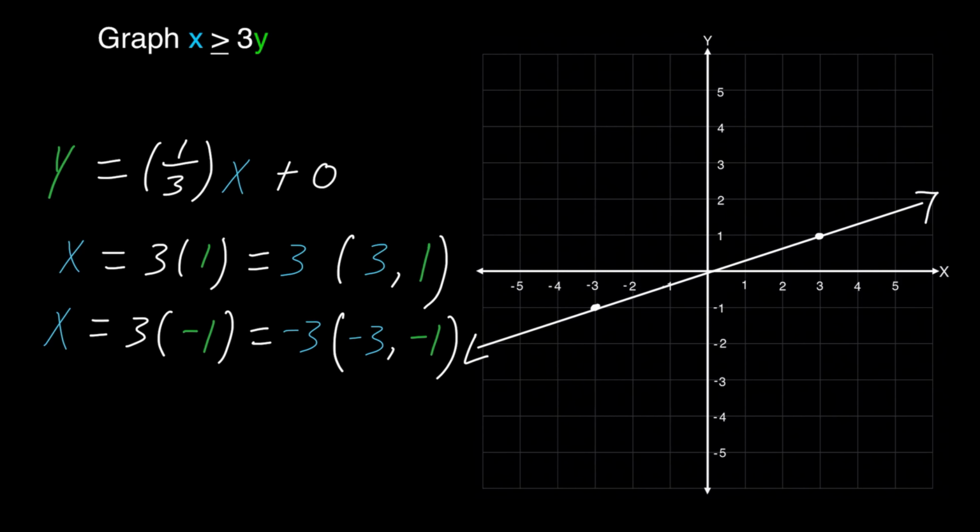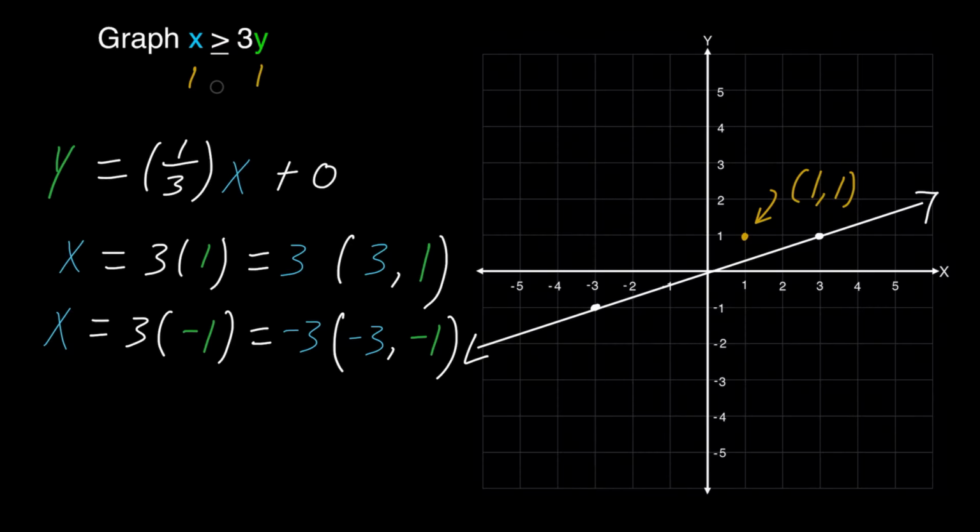Now we need to pick a test point to find out what side to shade. And last time I used 0, 0. But this time, the line is intersecting 0, 0, so we can't use that. But we can use any other point, remember? We could use 5, 5, or 2, 2, and I'm just going to use 1, 1, because it's pretty easy to calculate. So this right here is going to be our test point at 1, 1. Now we're going to input 1 for x, and we're going to input 1 for y.